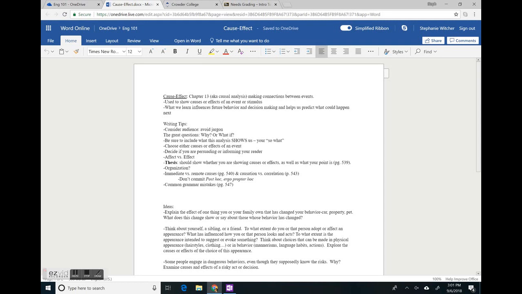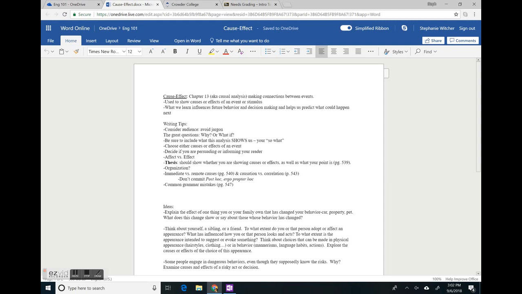All right, organization for this one. There are a couple of different ways you can organize this. If you're going to talk about causes, for instance, maybe you give them chronologically. So give us causes in the order that they would happen. Or you could do it emphatically, so the least important cause to the most likely or most important cause. That would be okay as well.